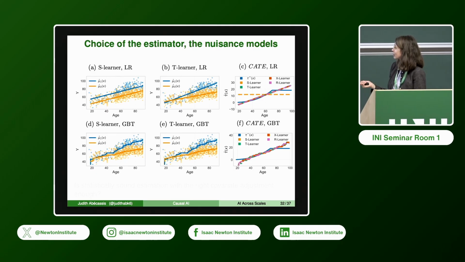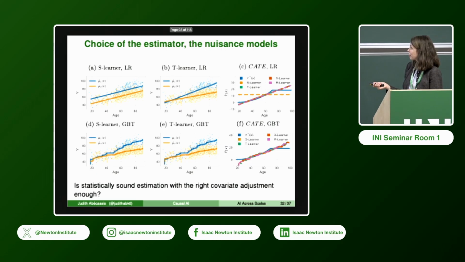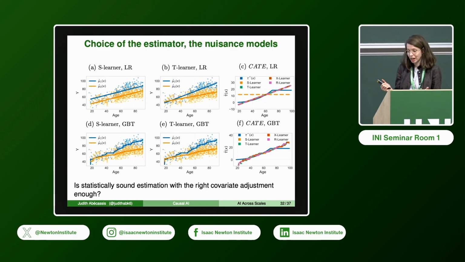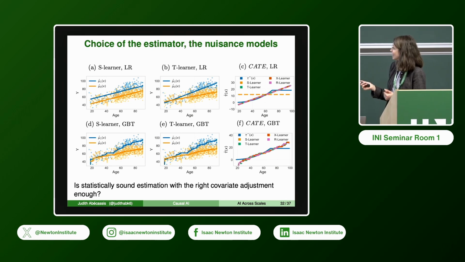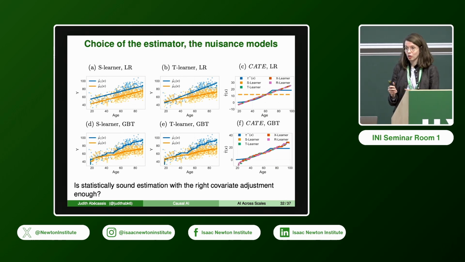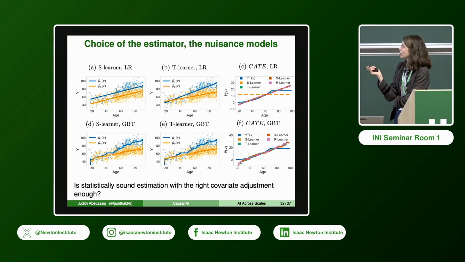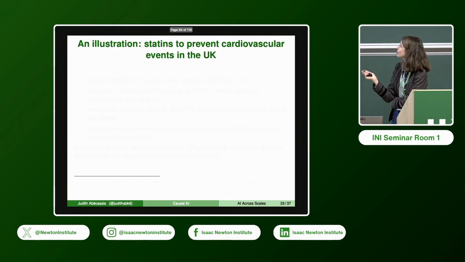So now that we have all this toolbox to conduct very complex estimation, with all those very complex models, is having found the right adjustment set in terms of covariates enough to obtain well-principled causal effects estimations? So I'm going to show you two real-life examples.